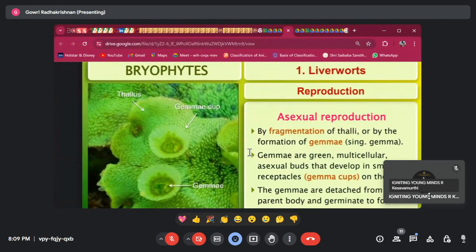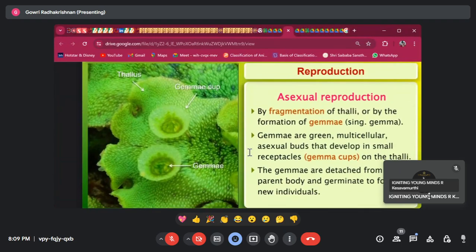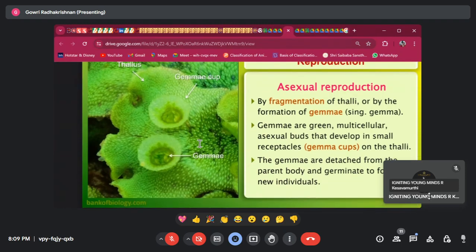Now, reproduction of liverworts. Asexual reproduction is by fragmentation of thalli or by the formation of gemmae. Singular is gemma. The gemmae are green multicellular asexual buds that develop in small receptacles, that is gemma cup. You can see the gemma cup in the picture on the thalli. And the gemmae are detached from the parent body and germinate to form new individuals. This is how the fragmentation of thalli happens.